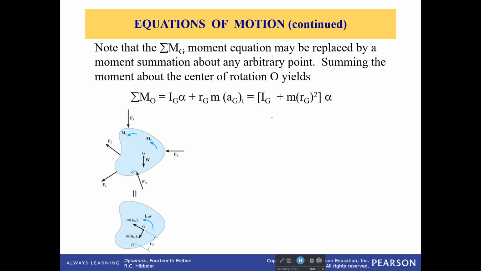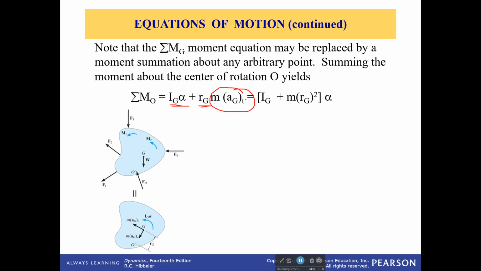Now, if we want to, we can replace that sum of the moments around point G with the sum of the moments around an arbitrary point. In that case, we're going to have our regular moment of inertia right here, our regular moment right here, and along with that, we're going to have these other components. So we're going to have the distance to the centroid times that tangential component of the force at the centroid.